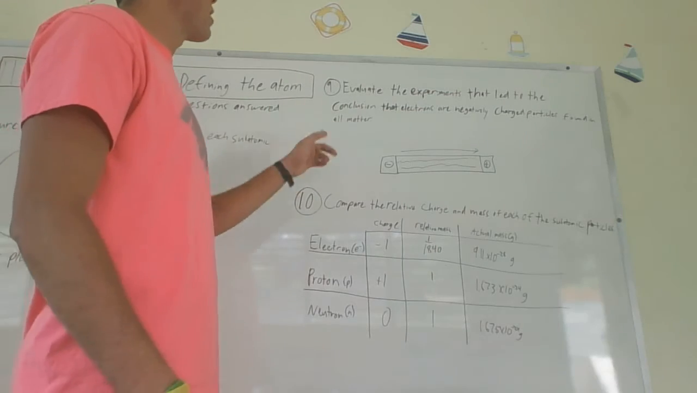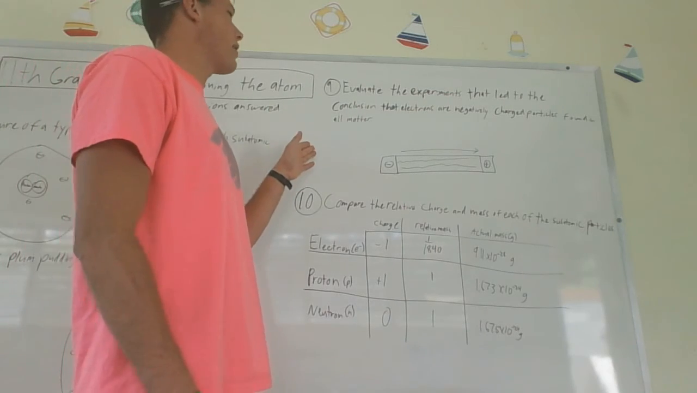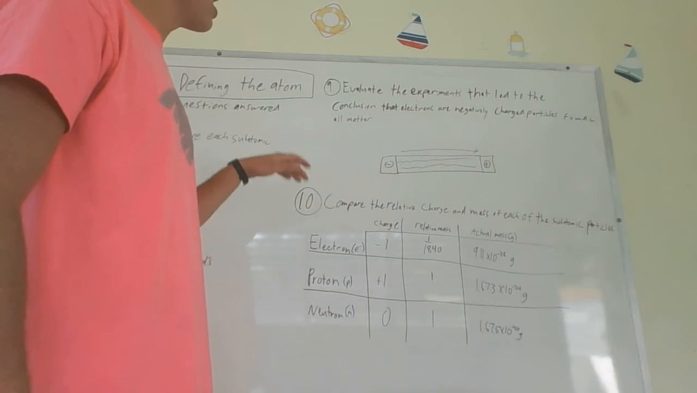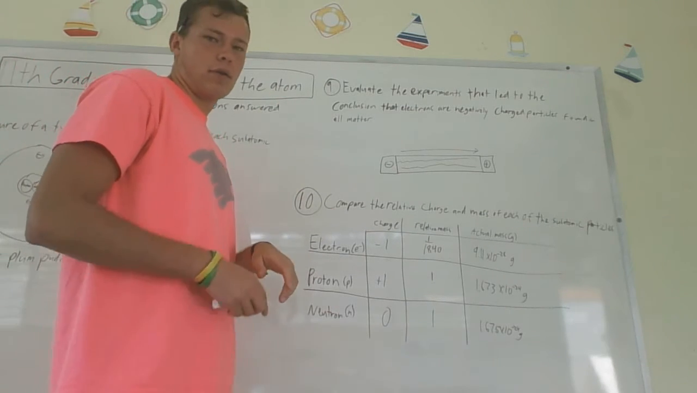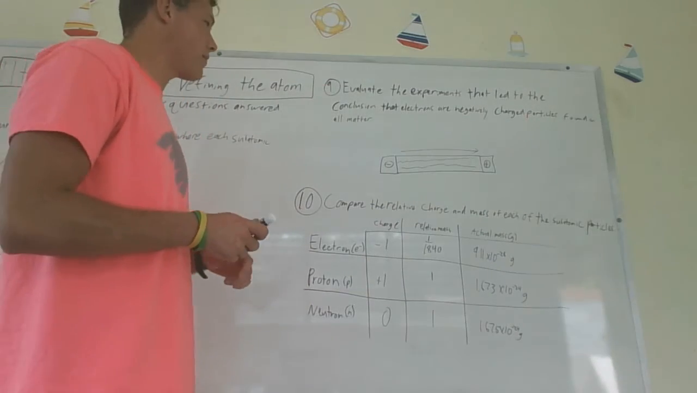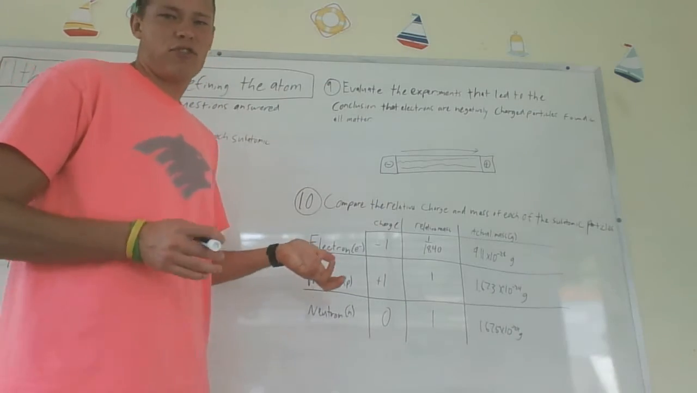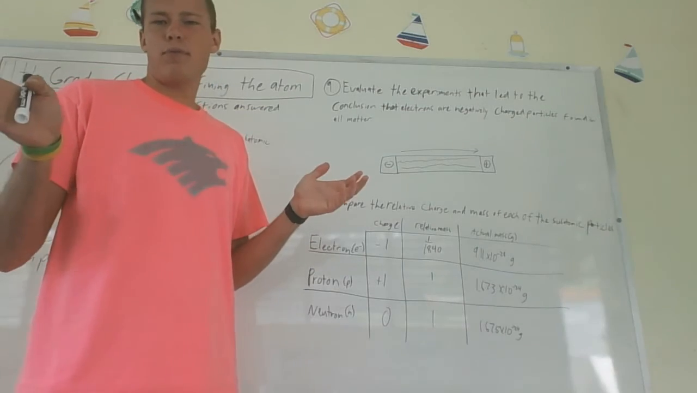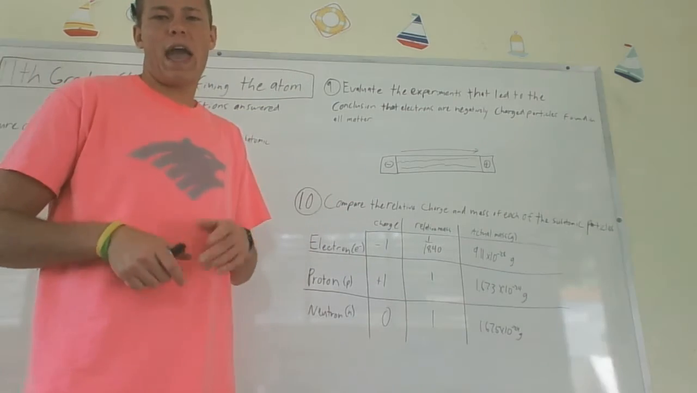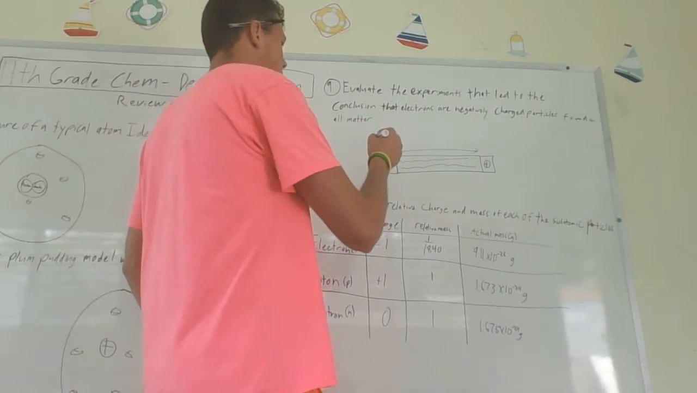All right, number 9. Evaluate the experiments that led to the conclusion that electrons are negatively charged particles found in all matter. Okay? You guys remember this? There was kind of one experiment, and there were other ones they didn't really mention. They just said other experiments happened. But basically, it was the cathode ray experiment.